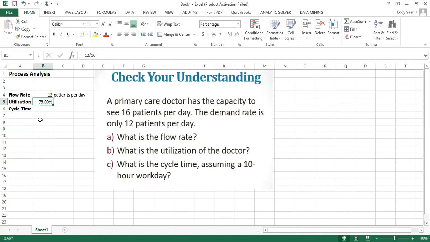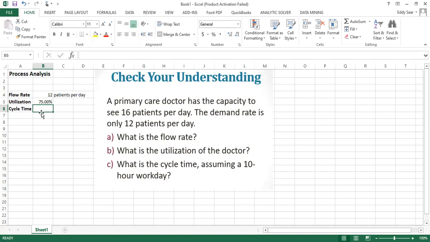So in other words, our utilization is 75%, meaning that if you're actually looking at your business, you want this number to be as close to 100% as possible. So there's actually much room to improve here.